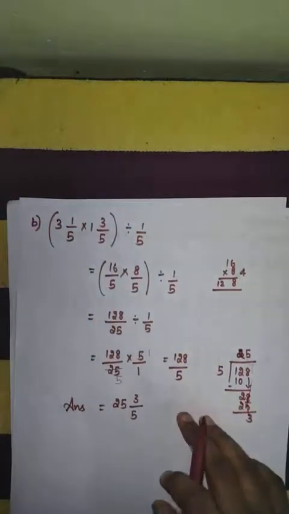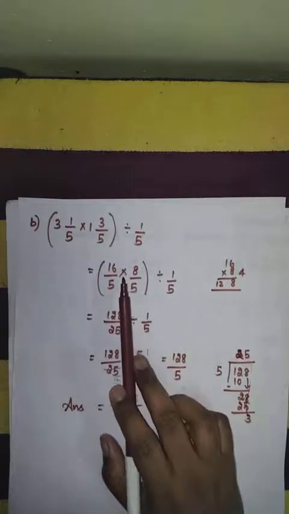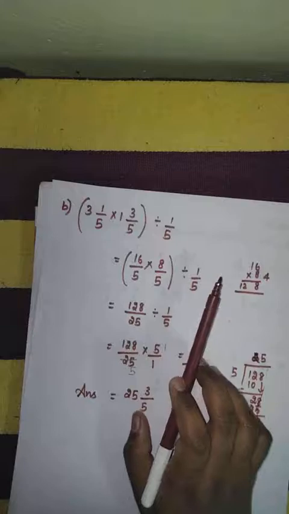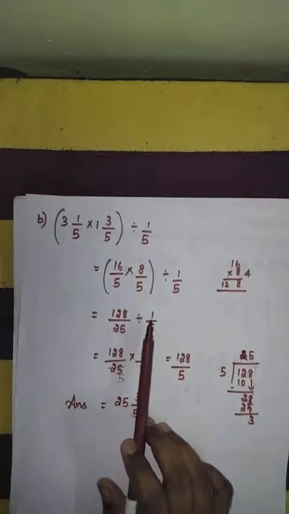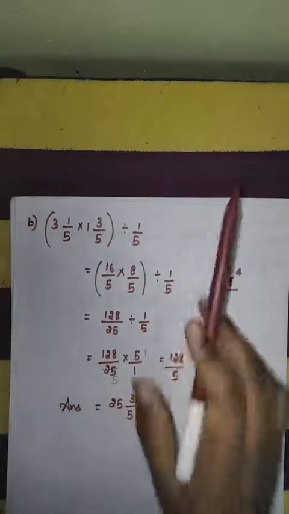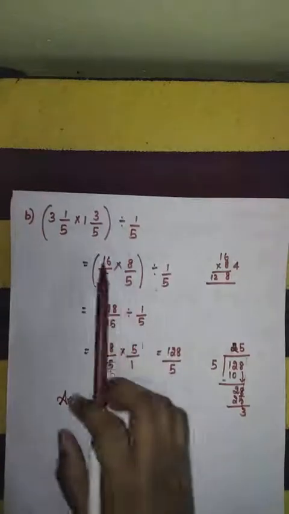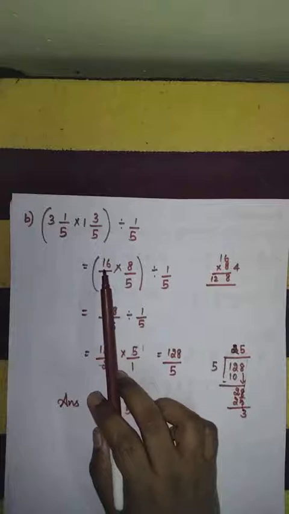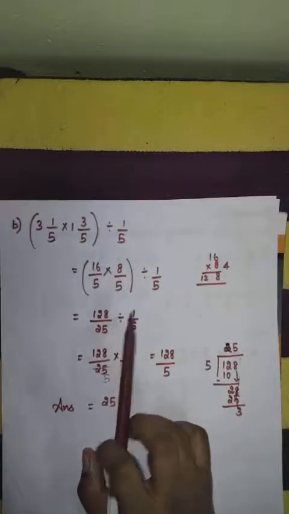First we need to convert the mixed fractions into improper fractions. Then check how many signs are there. See, multiplication and division are in the same expression. So just follow the BODMAS rule. For the BODMAS rule, the first order is brackets. Check whether any brackets are there. See here, one bracket is there. So first we need to solve the bracket terms, then go for the next sign. Solving the bracket numbers, you will get 128 by 25, then divided by 1 by 5. Now just divide both the numbers.